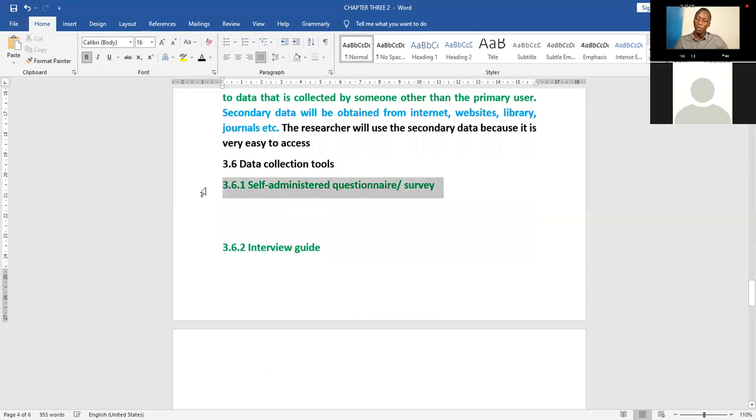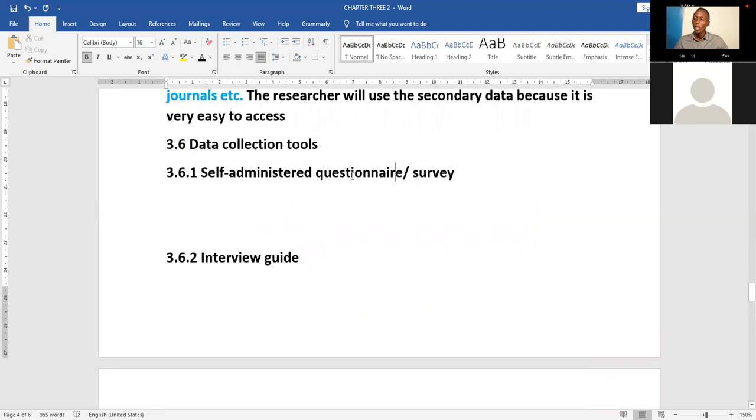We have what you call self-administered questionnaire. And what is a self-administered questionnaire? A self-administered questionnaire is not just a normal questionnaire, but we call it self-administered because it is administered to one person. But it is just the normal questionnaire that you know.